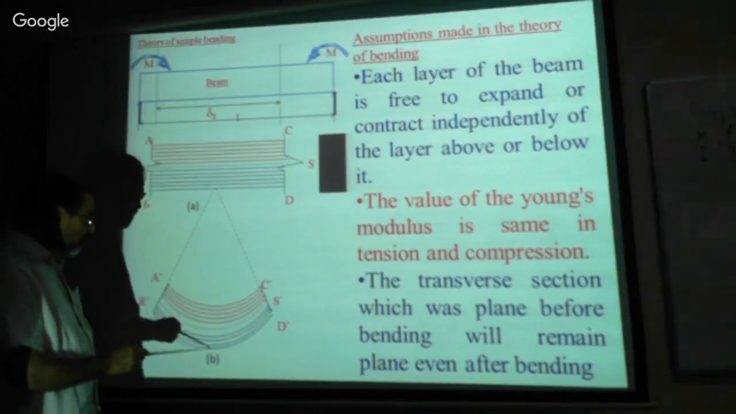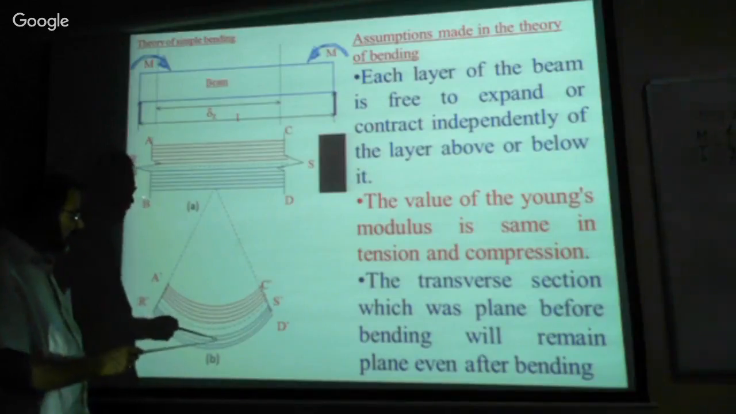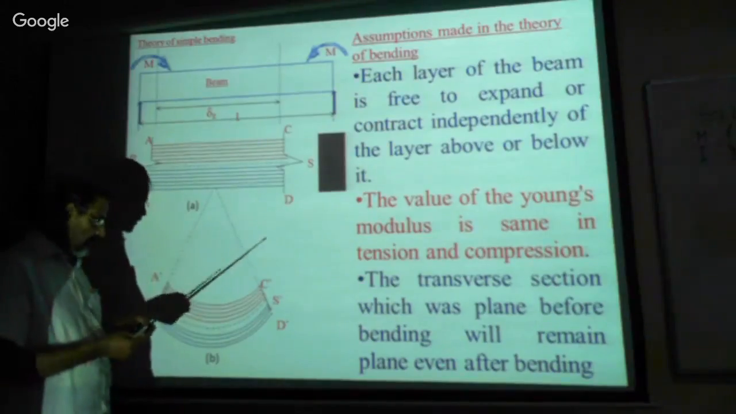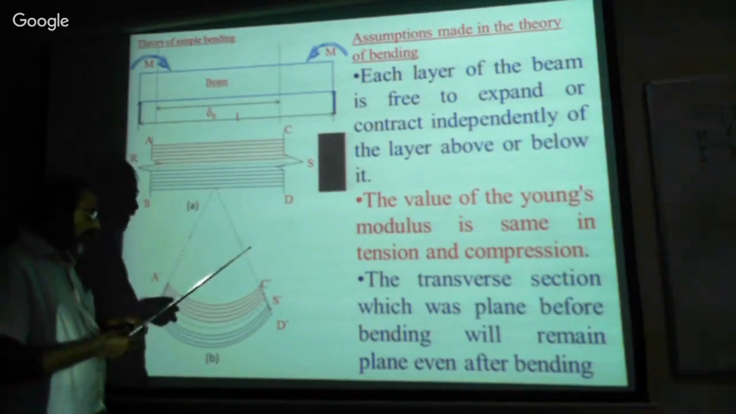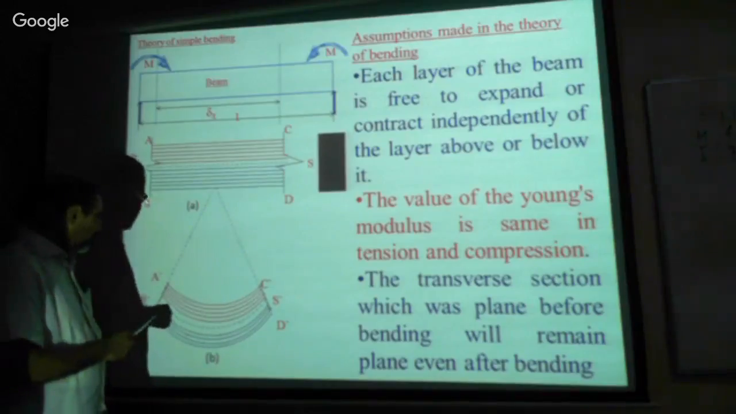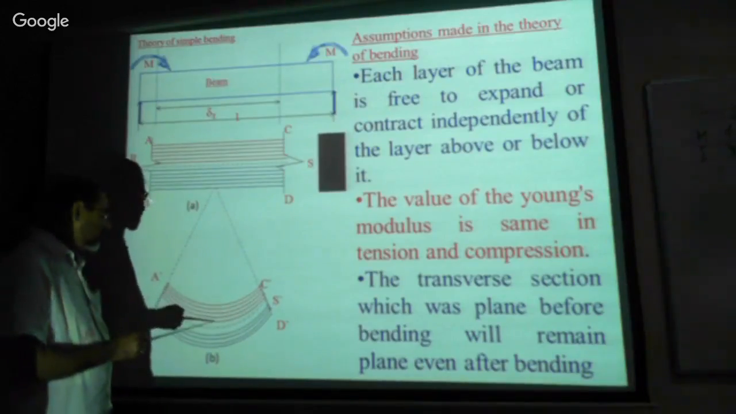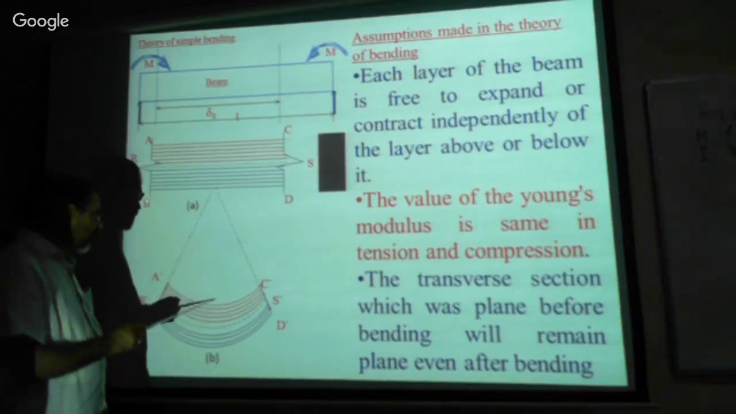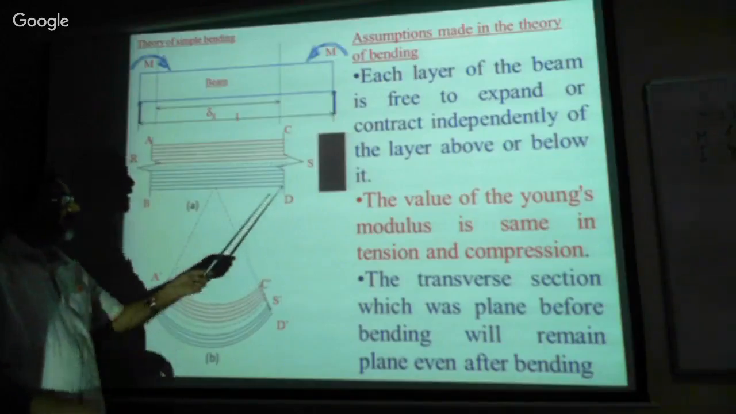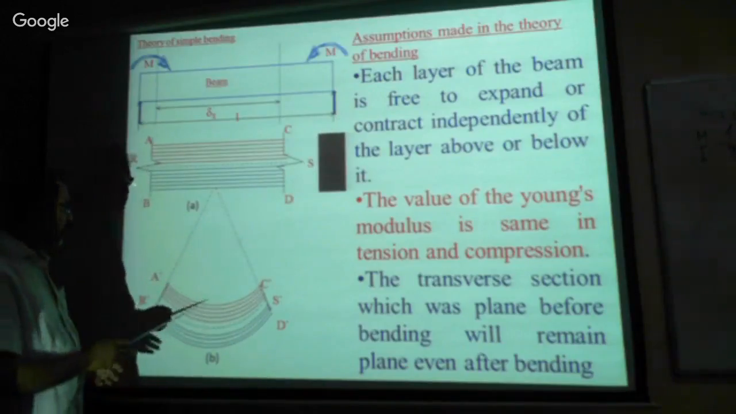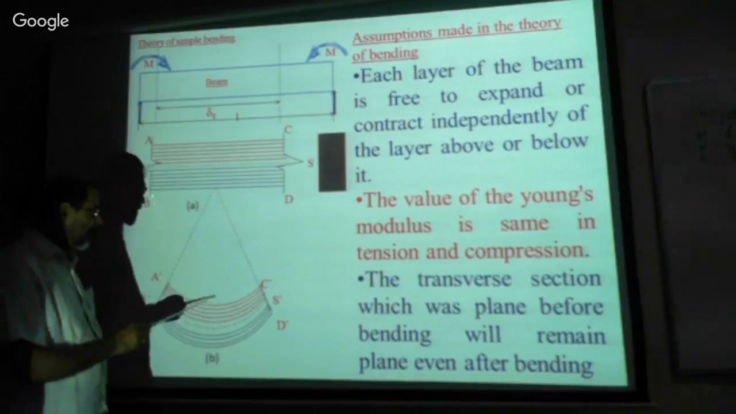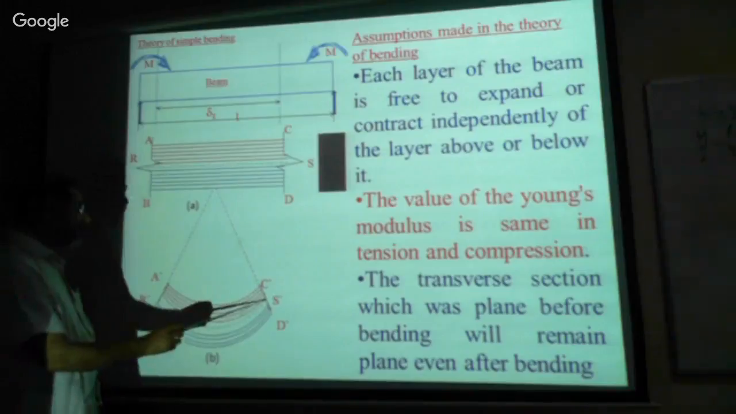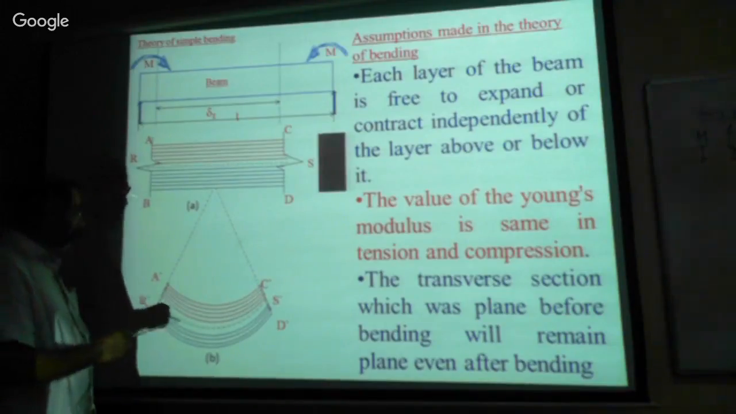Therefore, all these layers are suffering from tension, subjected to elongation, while the upper layers are suffering from compression. Therefore, the third assumption is that each layer is independent to expand or contract. And this is another layer where no expansion or contraction is taking place.